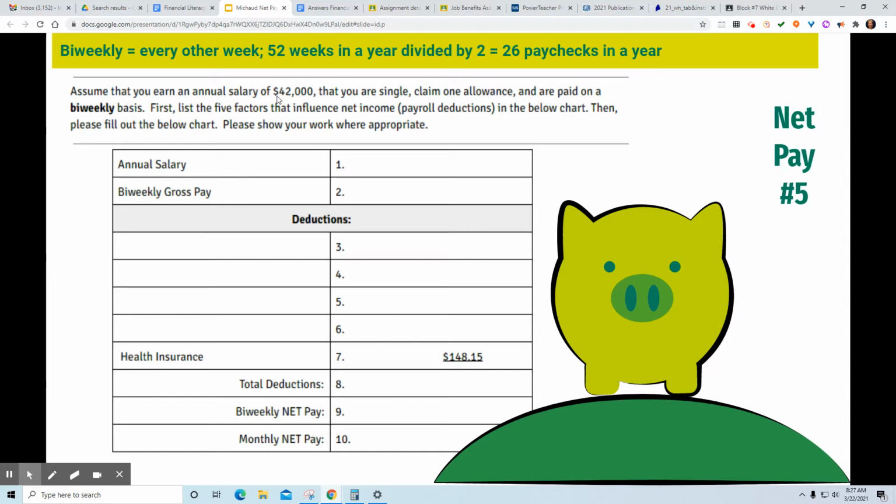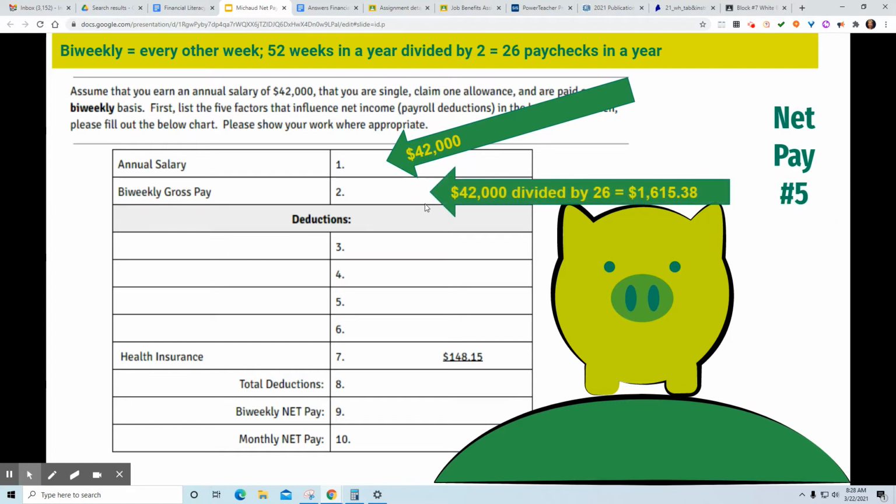Okay, so you earn $42,000 a year. Please enter that on line 1. You are paid on a bi-weekly basis, which is every other week. There are 52 weeks in a year, so if you divide that by 2, you get 26 paychecks. So in order to figure out your biweekly gross pay, take $42,000 and divide it by 26. That is equal to $1,615.38.